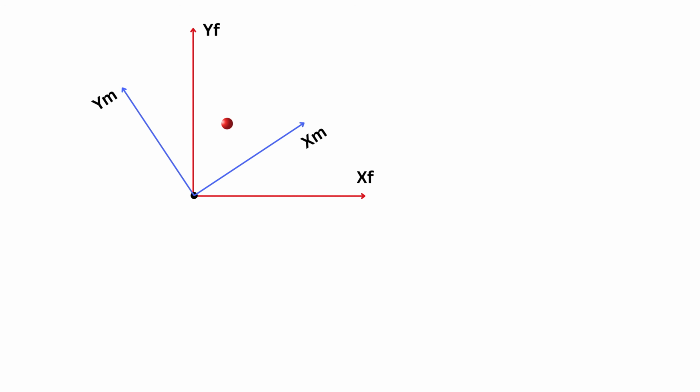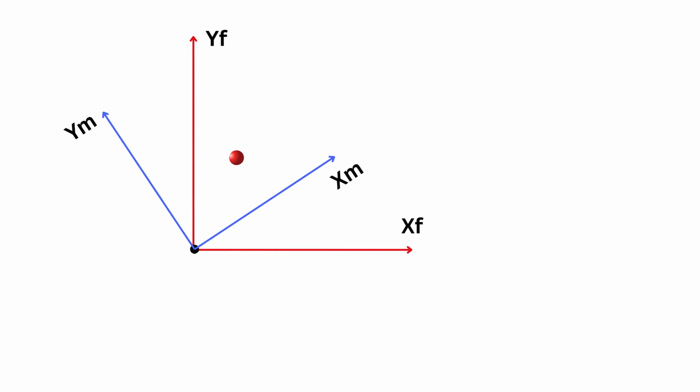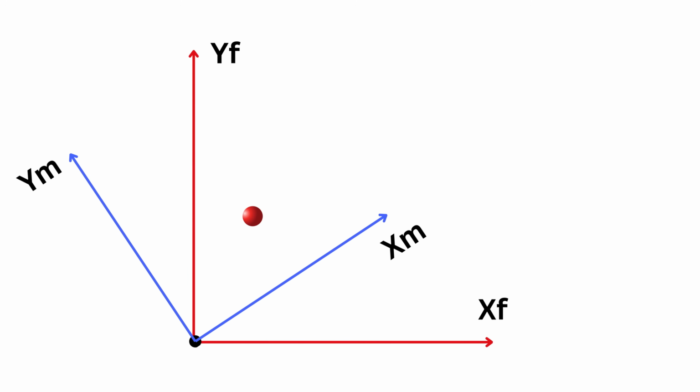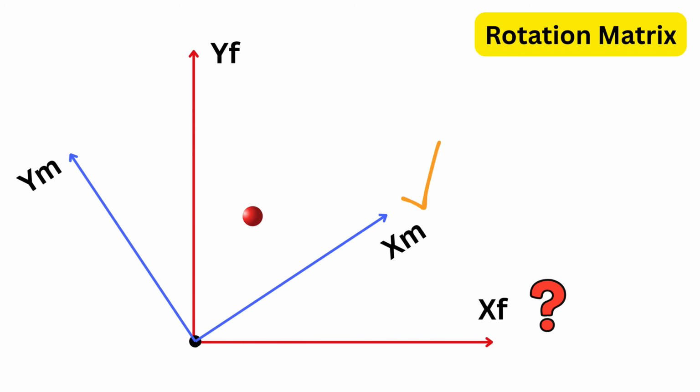So here is the situation we are interested in. We know the coordinates of the ball measured using the moving frame XM and YM. These numbers stay constant because the ball moves together with the platform. Our goal is to calculate what the coordinates of the same ball are in the fixed frame XF and YF. To answer this question, we will introduce rotation matrices into the picture.